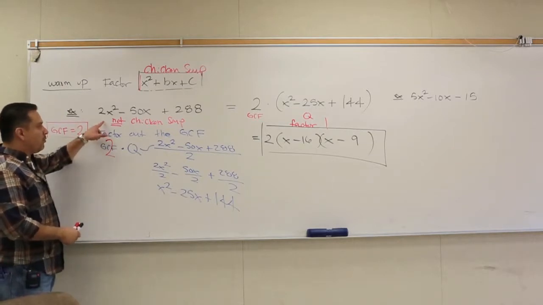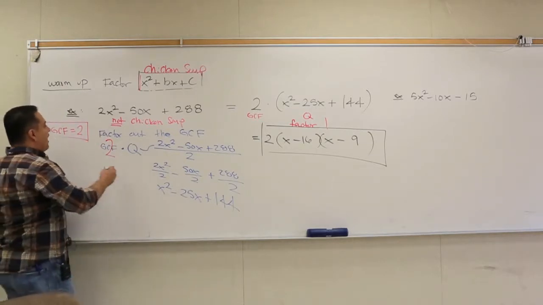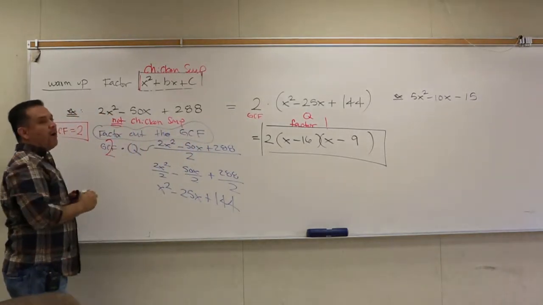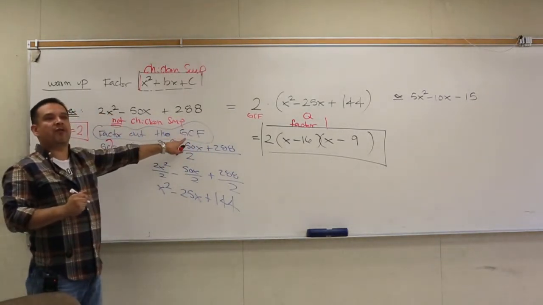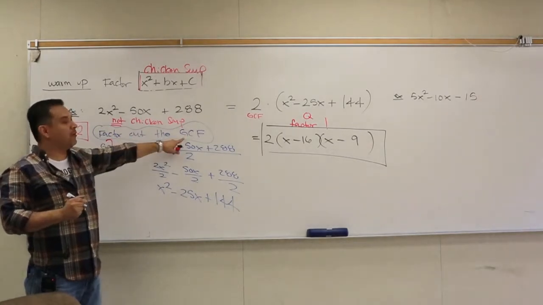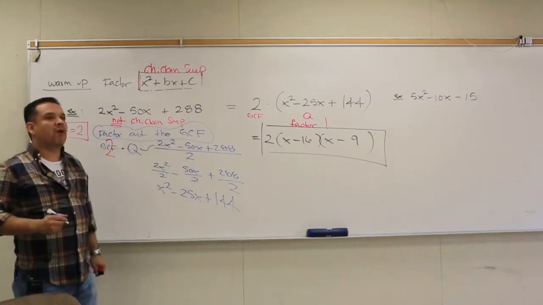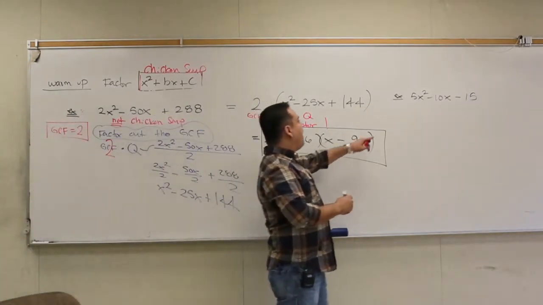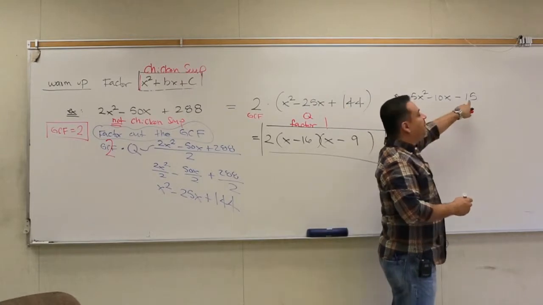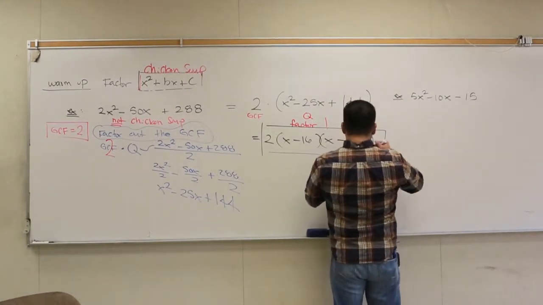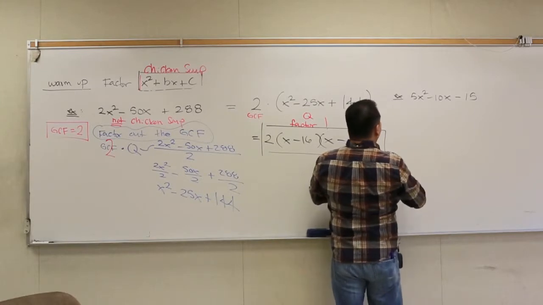So if it's not chicken soup, what are you guys going to try first? It's not chicken soup. What do you want to do? Factor out your what? The greatest common factor. That was a procedure. C, procedure, factor out the greatest common factor. It's in your notes. You had homework on that. So what's the greatest common factor of 5x squared, 10x, and 15? 5. Okay, good.